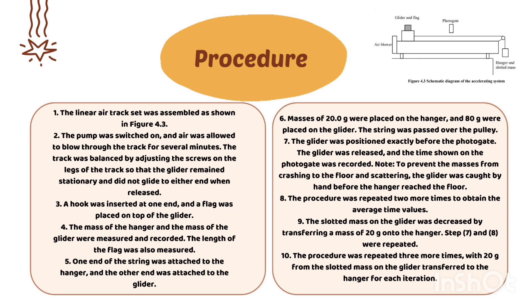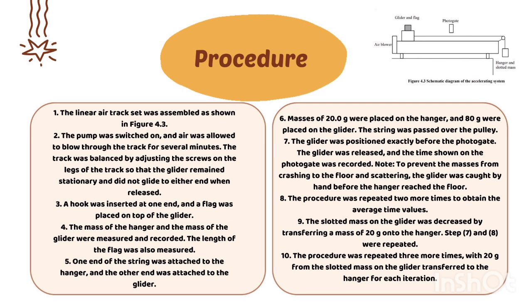Number 5. One end of the string was attached to the hanger and the other end was attached to the glider. Number 6. Masses of 20.0 gram were placed on the hanger and 80 gram were placed on the glider. The string was passed over the pulley.